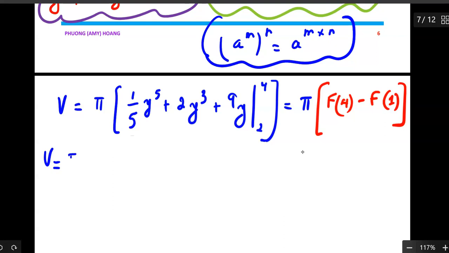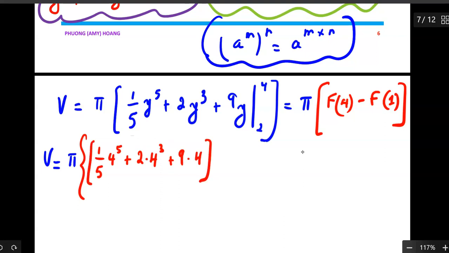So volume is pi. Okay, so let me tell you how I did that. I put this bracket here. So 1 over 5 of 4 to the exponent 5 plus 2 times 4 to the exponent 3 plus 9 times 4. So close this. This is my F of 4.